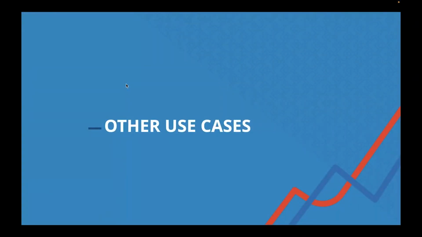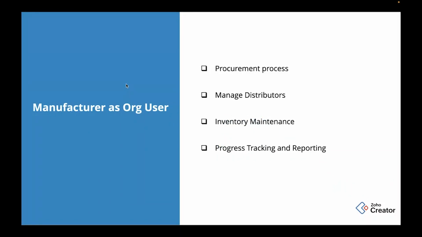Now let's look at the other use cases that can be done inside the application, inside the platform. We have manufacturers as organizational users. This is nothing but we first saw the application from the side of the distributors. You can also develop an application which has organizational users as manufacturers, where you can maintain the procurement process. You can have different modules that can manage the distributors. It can also manage the inventory maintenance as well. You can also track the progress and reporting as well inside the application that you are building.